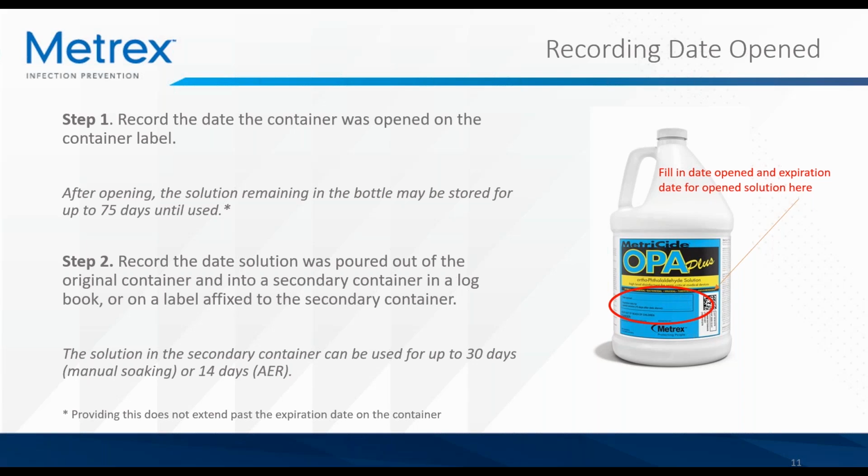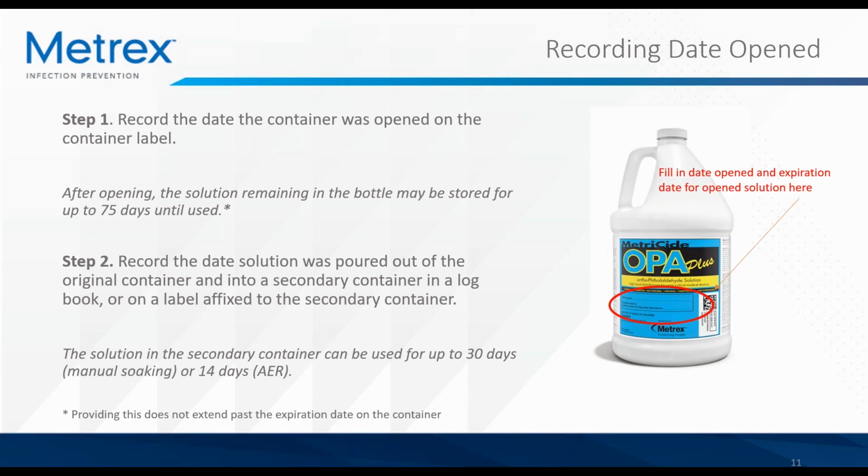Step 2 is to record the date the solution was poured out of the original container into a secondary container. You'll want to record this date in a logbook or on a label affixed to the secondary container. To reiterate reuse periods again, once a solution is poured into a gas station or a soaking bin for manual soaking, the solution has a maximum of up to 30 days of reuse. When used in an automated reprocessor, the solution is good for a maximum of 14 days after being poured out of the original bottle.